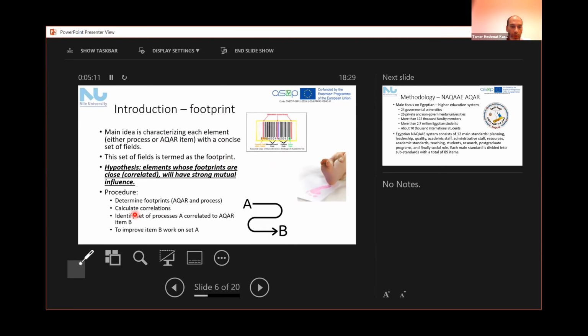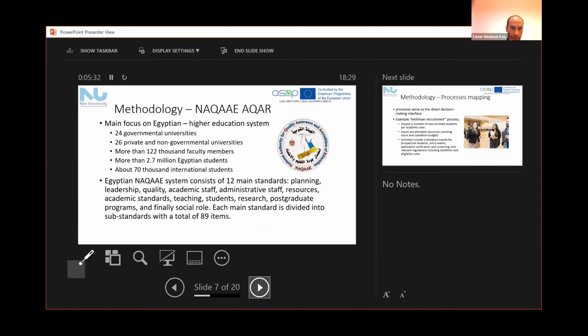The procedure is the following. We should determine the footprint for each academic quality requirement and for each process. Then we should calculate the correlation, and then we should identify a set of processes A that is correlated to the academic quality requirement B. And to improve item B, we should work on the set of processes A. I hope this is clear enough. So I will go further now through the methodology.